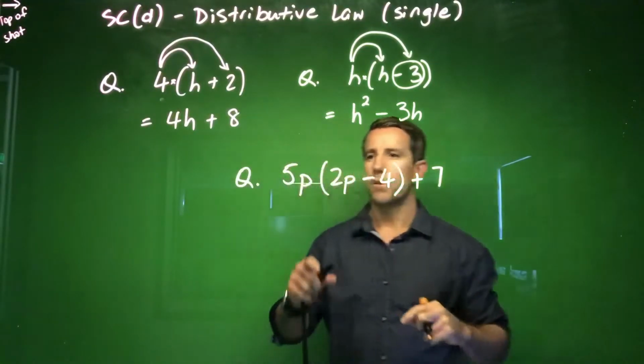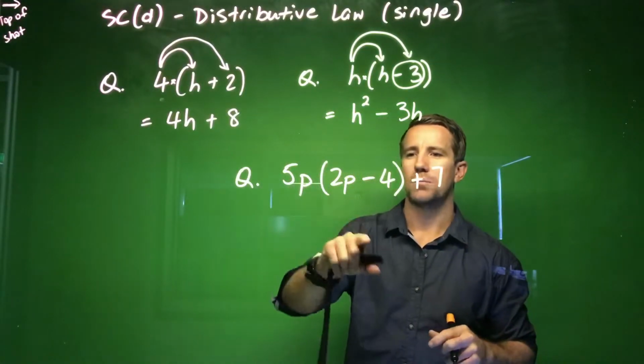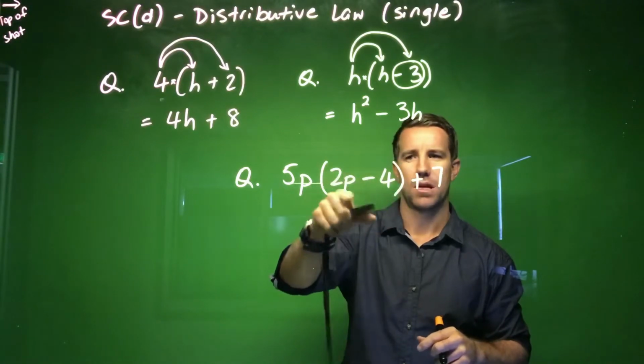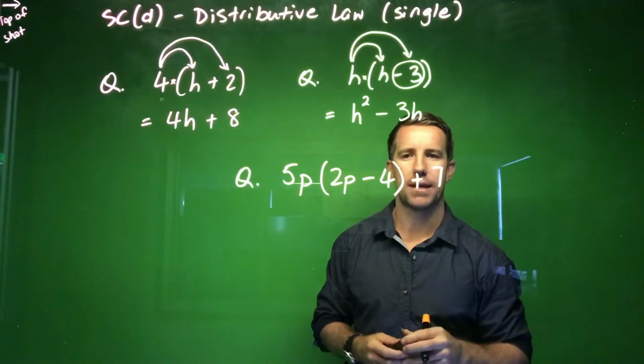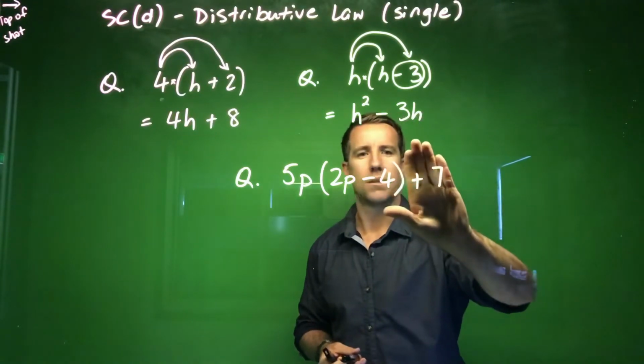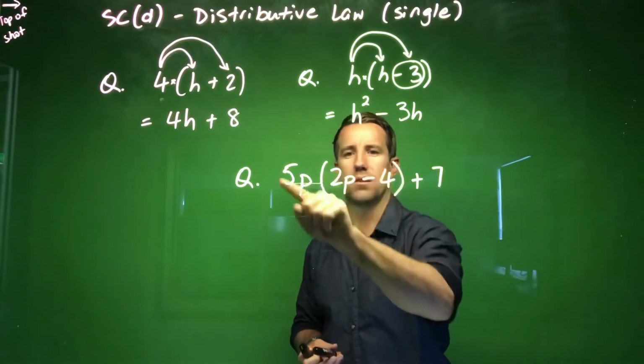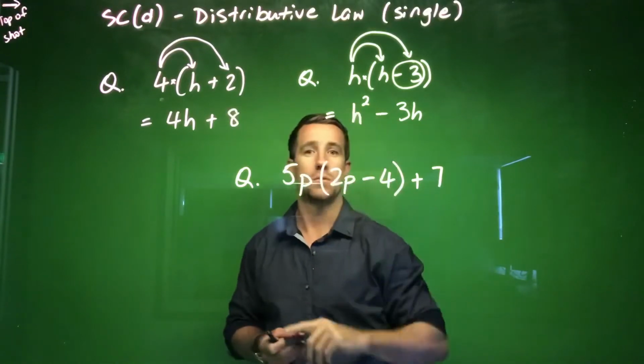Alright, third and final question we're having a look at here is 5p multiplied by everything inside here, which is the 2p subtract 4. And then we've just got a little bit on the end there, which is where we add 7. If you like, we can cover that up and we can just look at this part here, which looks very familiar to these ones here.